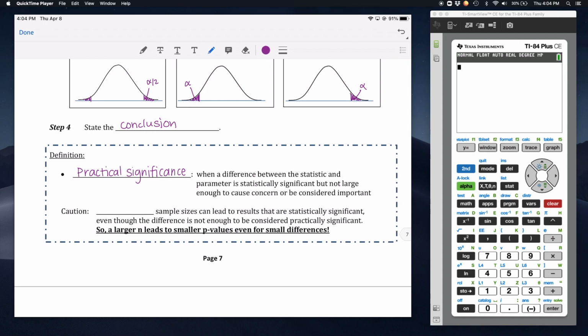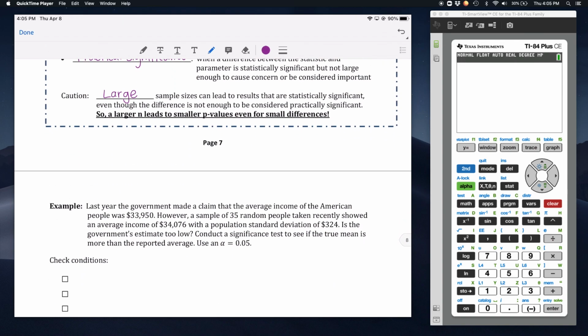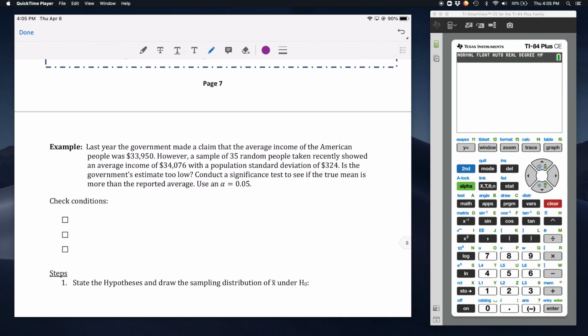So our caution here is that when you have a large sample size, it can lead to results that are statistically significant, even though the difference is not enough to be considered practically significant. So larger n's lead to smaller p-values, even for small differences. Okay, let's go ahead and head into a hypothesis test.